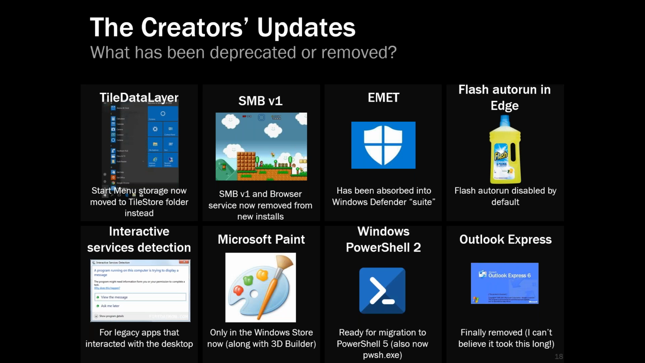Exactly, yeah. EMET, the Enhanced Mitigation Experience Toolkit, has now been absorbed into Windows Defender, the suite of Windows Defender, which is expanding a bit. Flash Auto runs disabled, Edge, interactive services detection is gone. Microsoft Paint is now only in the Windows Store, along with 3D Builder. The only reason I noticed 3D Builder is that it was always the first app on my start menu whenever I clicked on it on Windows 10. So now it's gone, I noticed straight away.